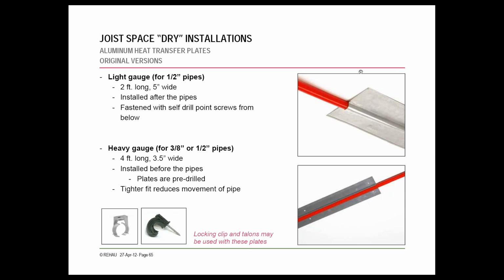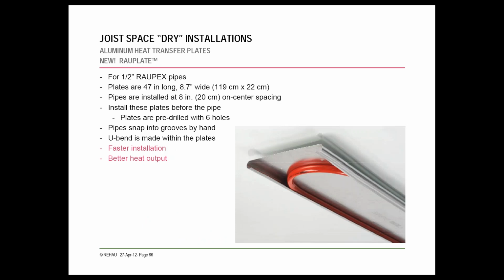Most manufacturers will have options for different heat transfer panels. This slide from Rao is showing two of their lighter weight panels. These are nice because they're only 2 and 4 feet long, and they're for an individual stripe of pipe. Depending on how tight the spaces are, you might need to go to this type of installation. But the preferred option in the Rao world would be this panel right here, which they're calling the Rao plate. Other manufacturers will have something very similar, probably with a different name, but we're talking about the same material.